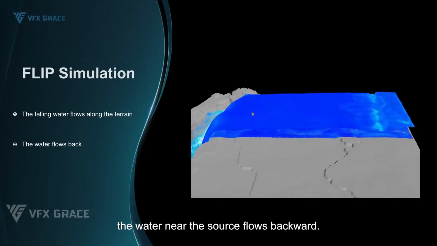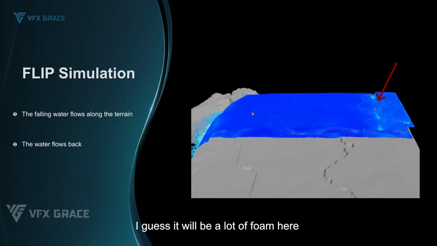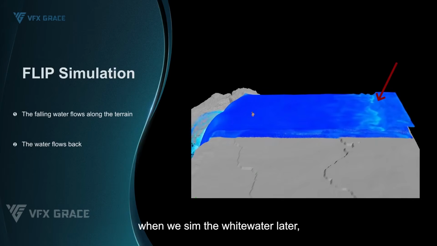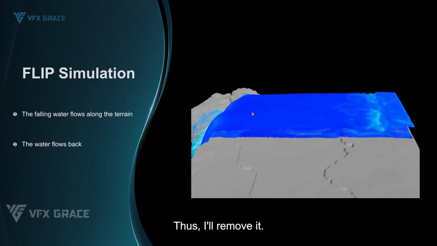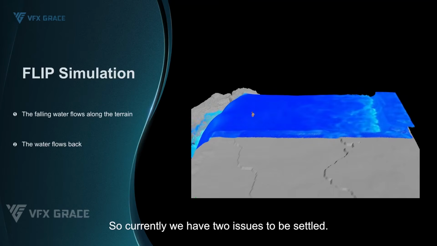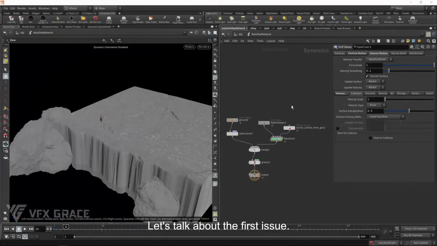Another one is that the water near the source flows backward. I guess there will be a lot of foam here when we sim the Whitewater later, which is not what we want. Thus, I'll remove it. So currently we have two issues to be settled. Let's talk about the first issue.